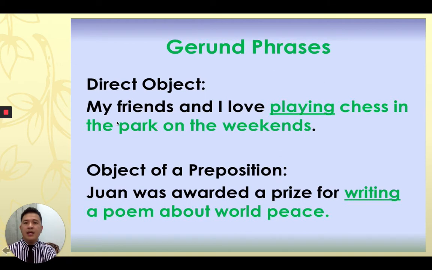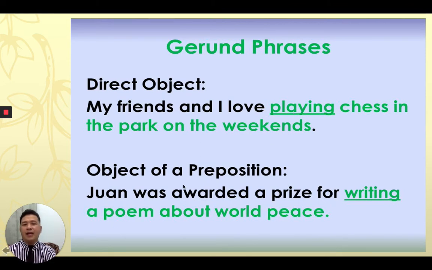Example: my friends and I love playing chess in the park on the weekends. Take note, we use the verb love, and the subjects here we have friends and I. Love is always followed with the verb ing, which is a gerund form. So this is an example of gerund as an object.